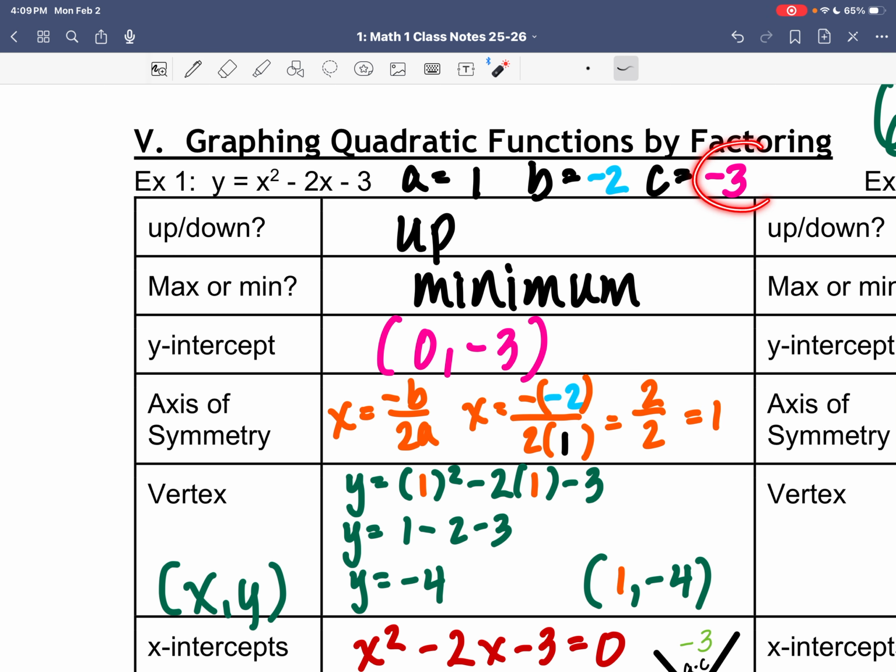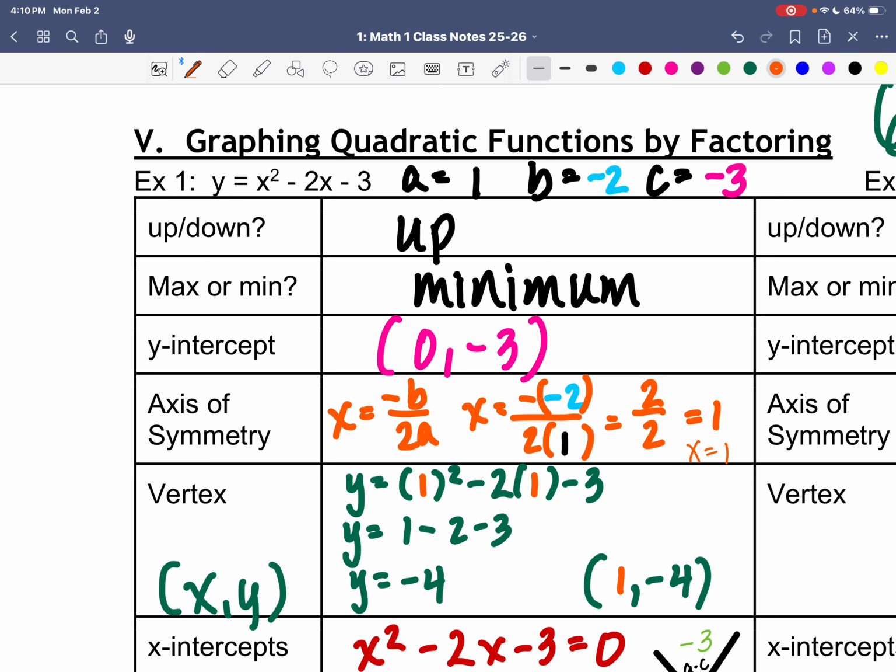And I know the y-intercept is your c value. And axis of symmetry is your -b over 2a. So remember, it's negative, and then you substitute in b. And then 2 times a, which is 1. So I'm going to get positive 2 over 2, which equals 1. So this is your x equals 1. Now that I know, I'll write it in here, x equals 1.